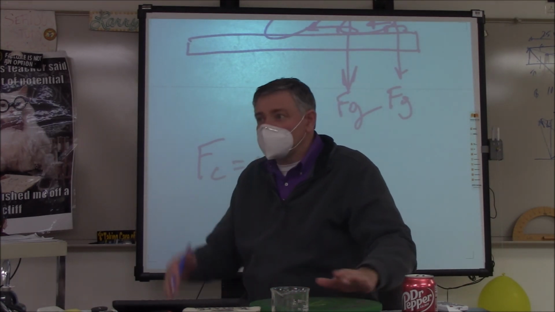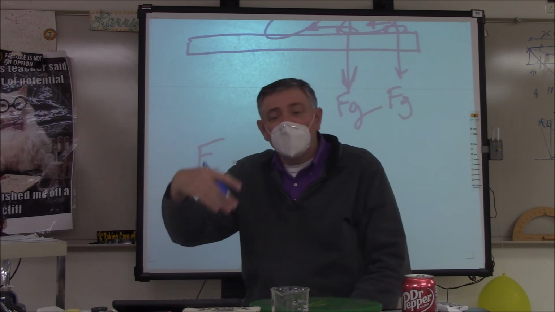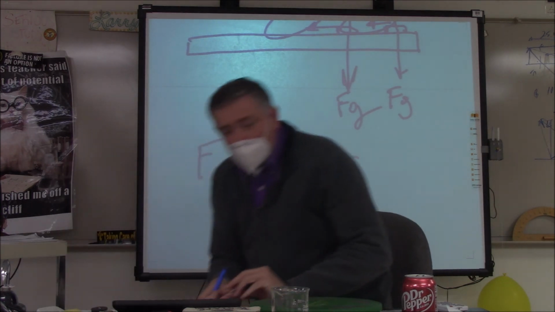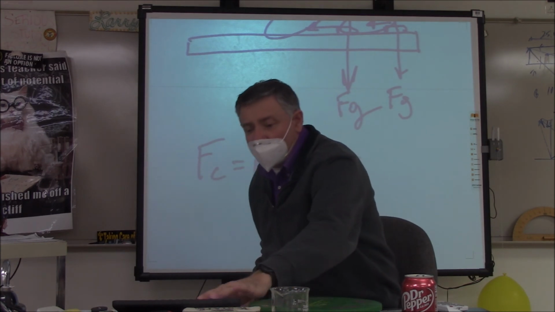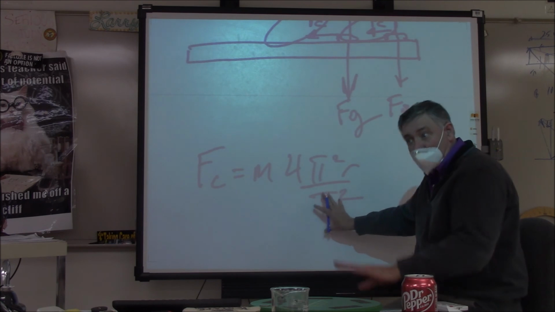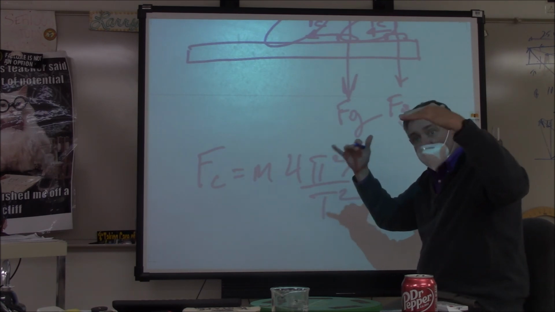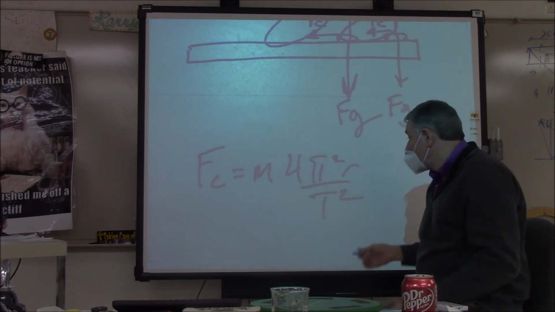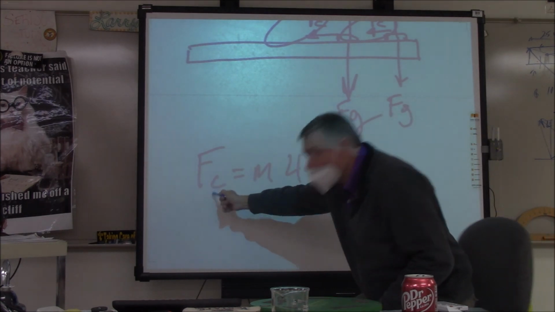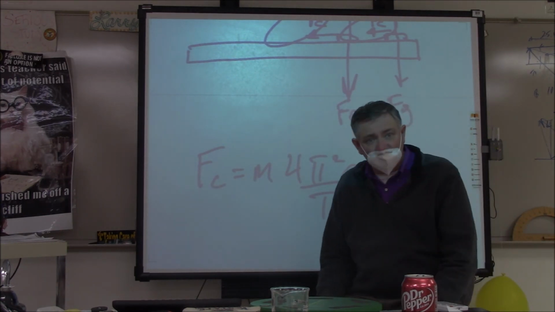And as predicted, Miss Pfeiffer is right, the outside quarter fell off first. So when you're comparing these two quarters, they both have the same t. That t is getting bigger and bigger for both of them. The outside quarter has a bigger radius, therefore that requires more centripetal force.